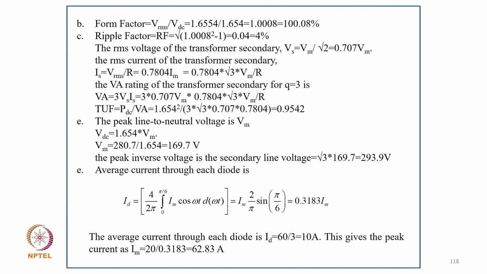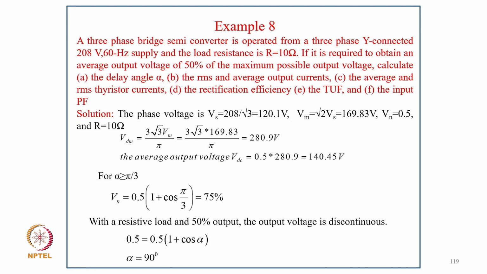The average current through the diode ID is equal to, in brackets, 4 upon 2 pi, integral from 0 to 5 pi by 6 of IM cos omega t, and putting the value it becomes 0.3183 IM. The average current through the diode ID is equal to 60 by 3. This gives the peak current IM equal to 63.83 ampere.